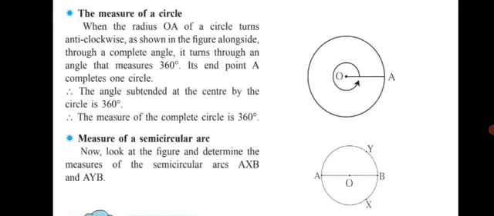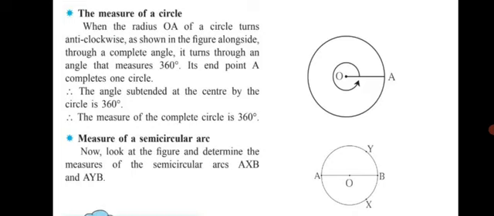Okay. The measure of a circle. As I mentioned to you, the angle subtended at the center by the circle is 360 degree. A complete angle measures 360 degree. So the measure of the complete circle is 360 degree. What will be the measure of a semicircular arc then, which is formed due to a diameter? Suppose measure arc AYB. It will be half of 360, that is 180. Similarly, measure arc AXB, which is also semicircular arc, it will be 180 degree. So this way we have learnt about the arcs of a circle.